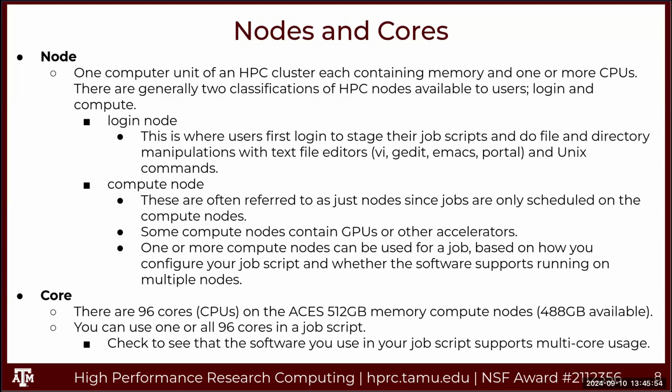You can use one or all 96 cores in a job script. Just be aware of the software you're using. If it only supports a single core usage, then you only need to request one core. But if your software does allow you to specify the number of cores or threads, most likely it will get completed faster if you use the entire compute node, all 96 cores. Just be aware that sometimes, even though software only supports a single core, it may use 300 gigabytes of memory. So in the end, you may have to just go ahead and use the entire compute node.